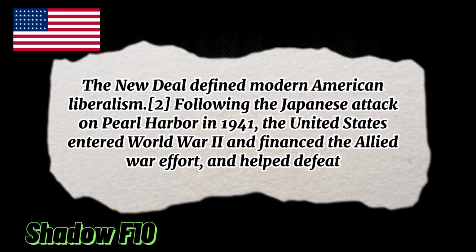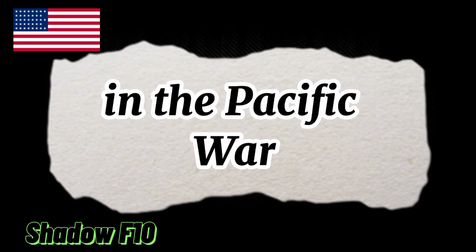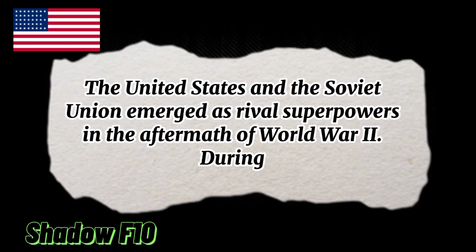Following the Japanese attack on Pearl Harbor in 1941, the United States entered World War II and financed the Allied war effort, and helped defeat Nazi Germany and Fascist Italy in the European theater. Its involvement later culminated in using newly invented nuclear weapons on 2 Japanese cities to defeat Imperial Japan in the Pacific War. The United States and the Soviet Union emerged as rival superpowers in the aftermath of World War II.